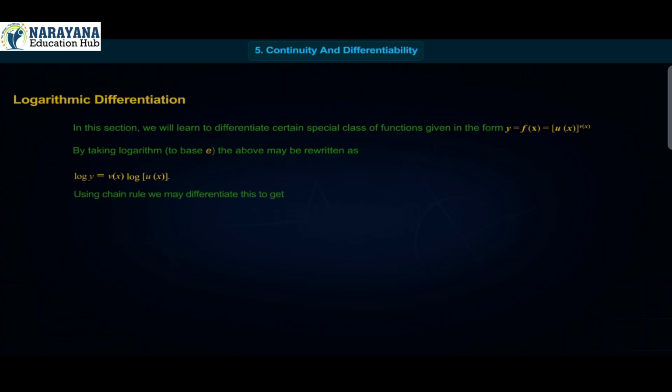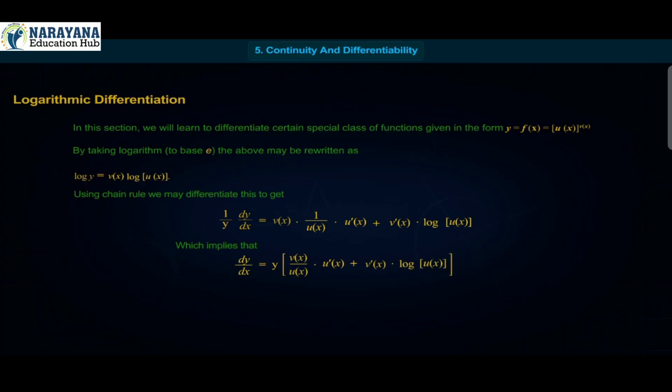Using chain rule, we may differentiate this to get 1 upon y dy by dx is equal to v of x into 1 upon u of x into u dash of x plus v dash of x into log u of x, which implies that dy by dx is equal to y into [v of x upon u of x into u dash of x plus v dash of x into log u of x].